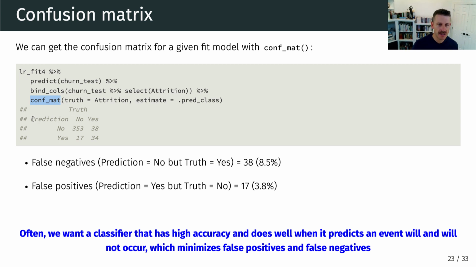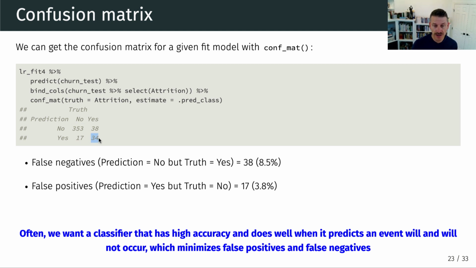So now you can see that we have predictions here. So when we predict no versus yes, and then truth is the actual, right? So if the response variable actually was no versus yes. And now we can see where there are a lot of observations where the employees do not leave, right? We get 353 where we predict they don't leave and they actually do not leave.